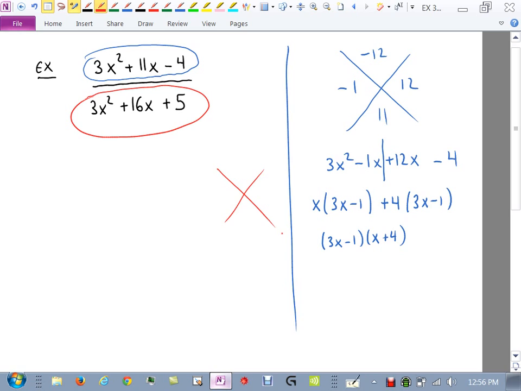What are my numbers? 15 and 16. What numbers give me 15 and 16? 1 and 15. So I take 3x squared, I put the plus 5 on the end. In the middle, plus 1x plus 15x. Split it. GCF out of the first one is x. I'm left with 3x plus 1. I need to match that, 3x plus 1. So what number goes out in front? Positive 5. That gives me 3x plus 1 times x plus 5. Is that right?